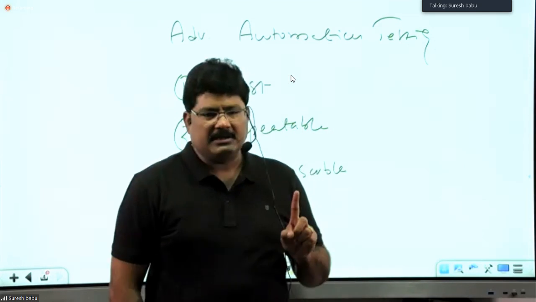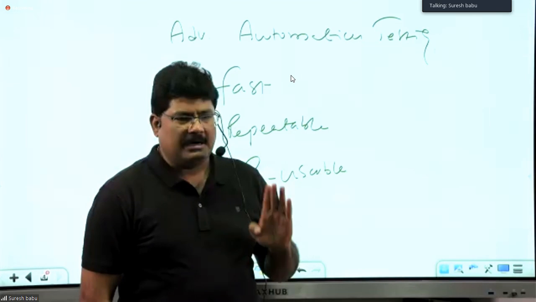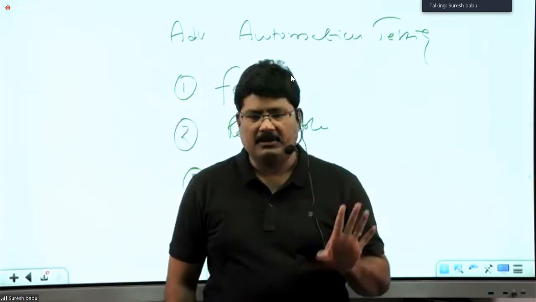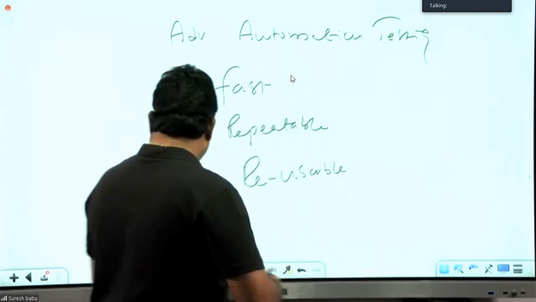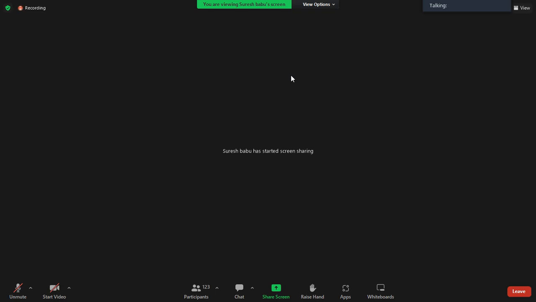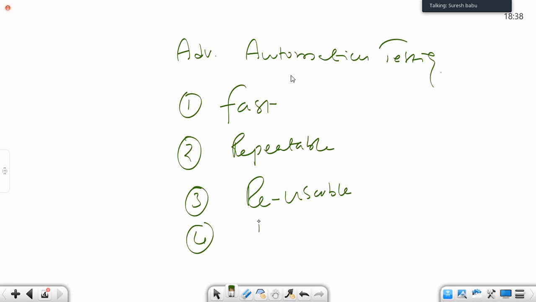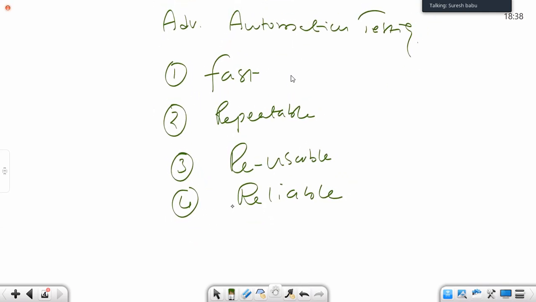Fast is one advantage, repeatable is another advantage, reusable is another advantage, and also reliable. Automation testing is more reliable than manual testing. What do you mean by reliable? Yes, what is the meaning of reliable? Trustworthy. We can trust the results given by Selenium.